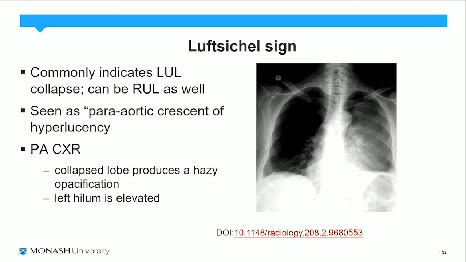The next one is the Luftsichel sign, and this commonly indicates left upper lobe collapse, but it can also be on the right upper lobe, and it's seen as a para-aortic crescent of hyperlucency. So on the PA chest X-ray, you can see the collapsed lobe produces this hazy opacification, and the left hilum is elevated.